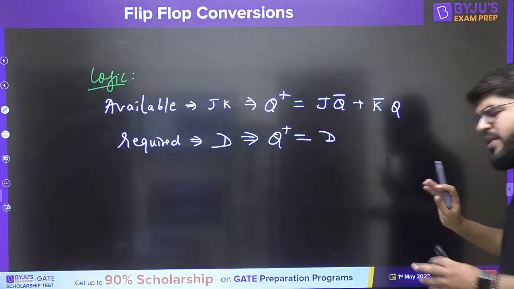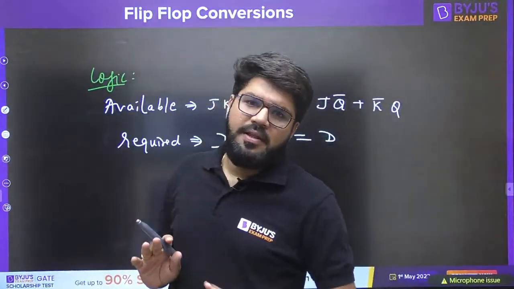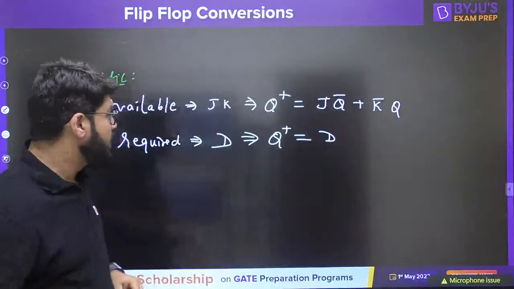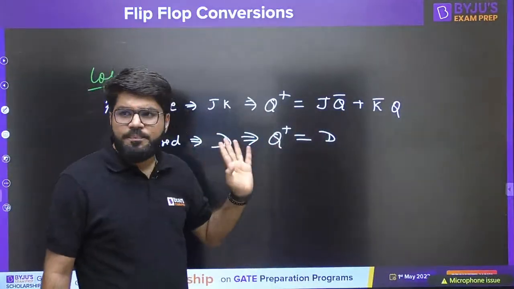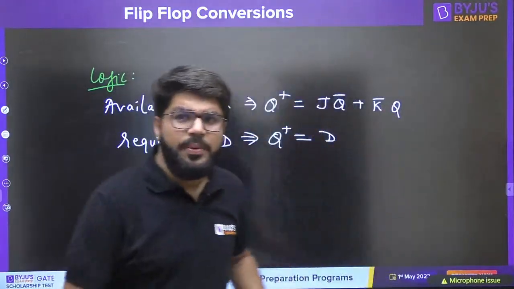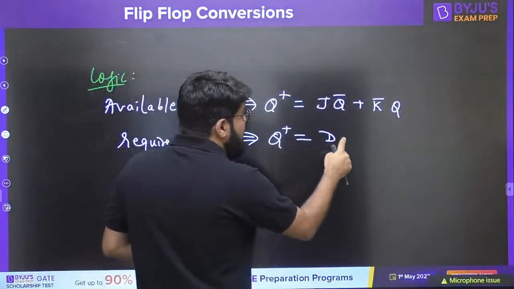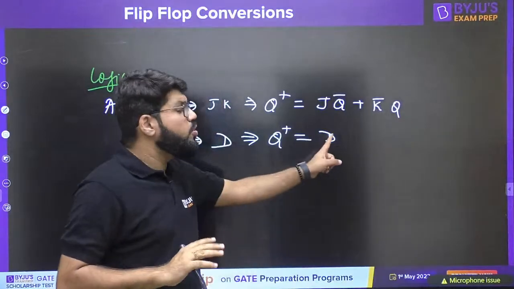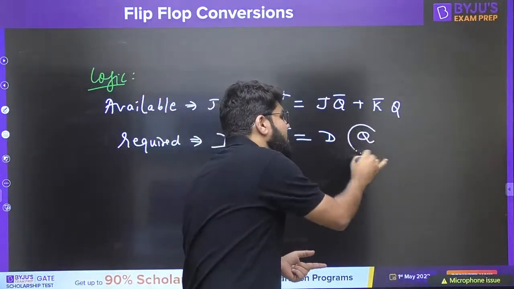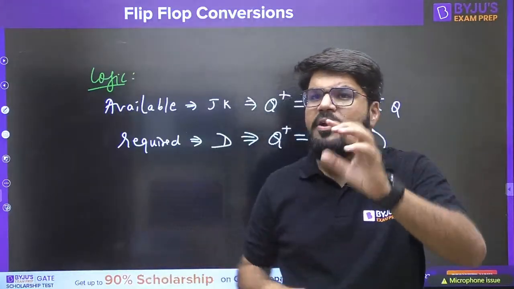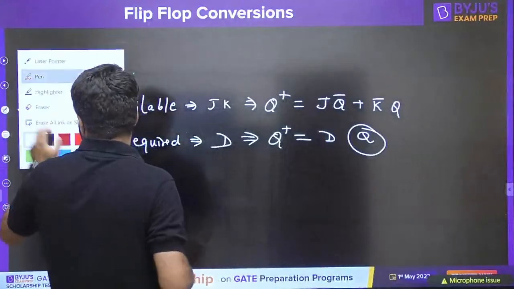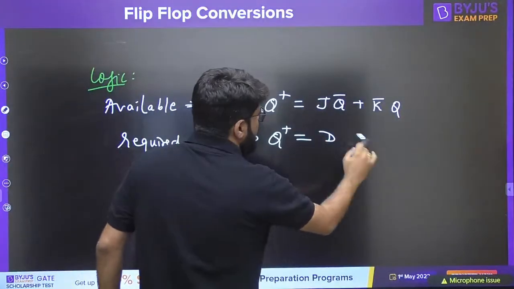Now understand, this is a trick. Here you have to apply your own brain. There is no specific method. Here we have to apply our logic and brain. Try to understand how can I do it. Now I want Q plus equal to D. D is the external input, but in the D flip-flop equation there is no Q. Q plus depends only on D, but it doesn't depend on the current state. There is no Q, right?